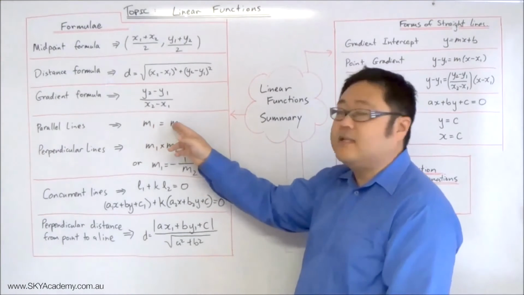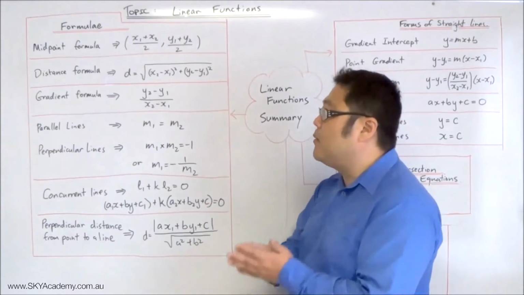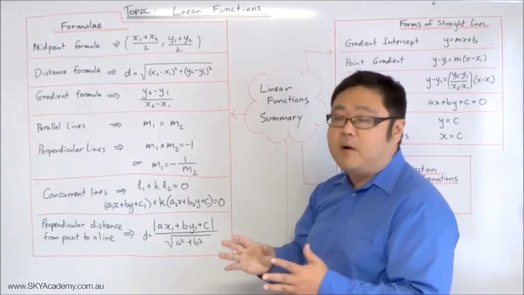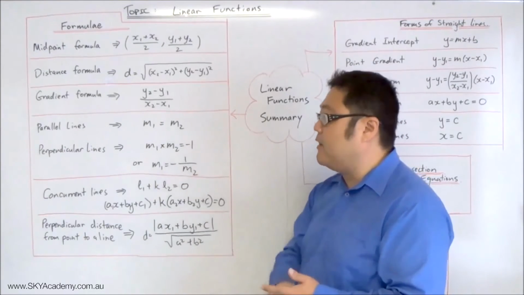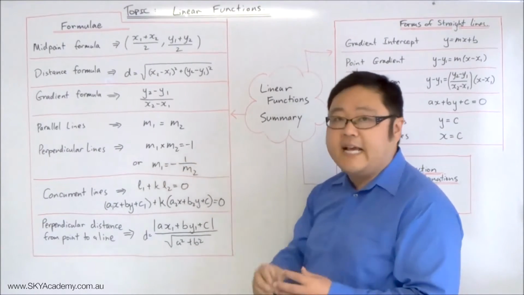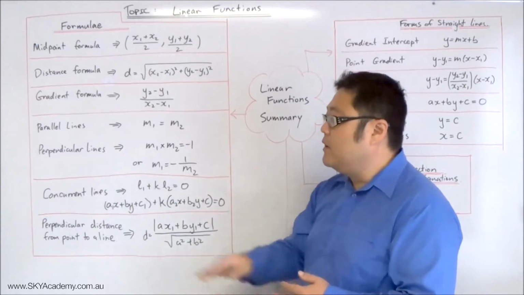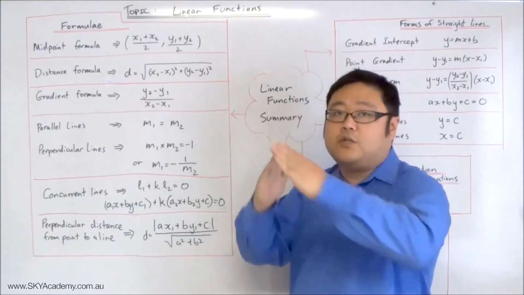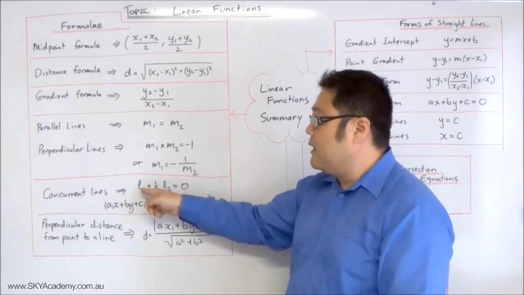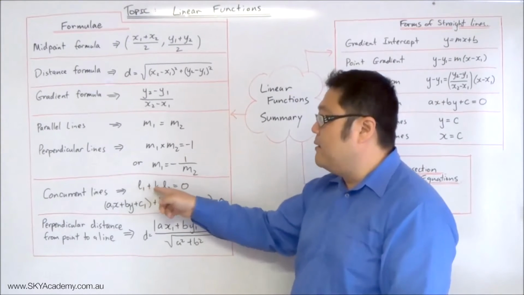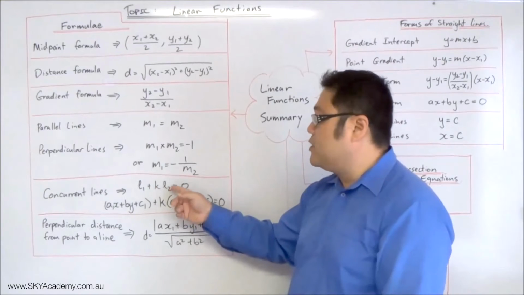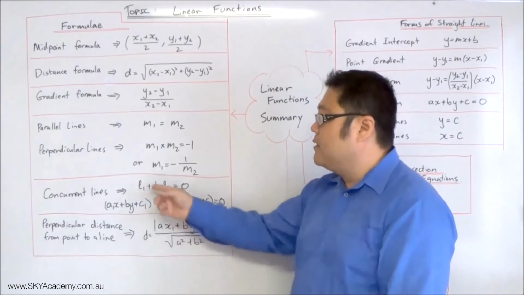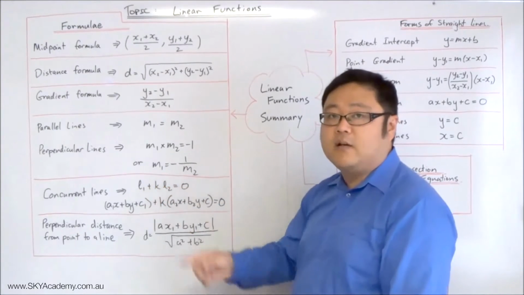Now, if you recall parallel lines, lines are parallel where the gradients are equal. Lines are perpendicular where the gradients multiply to give minus 1, or another way of saying that is one gradient is the negative reciprocal of the other. We learnt concurrent lines, where any line that passes through a common point between two lines is given by the formula of the first line plus some constant times the second line added to it. So L1 plus k times L2.